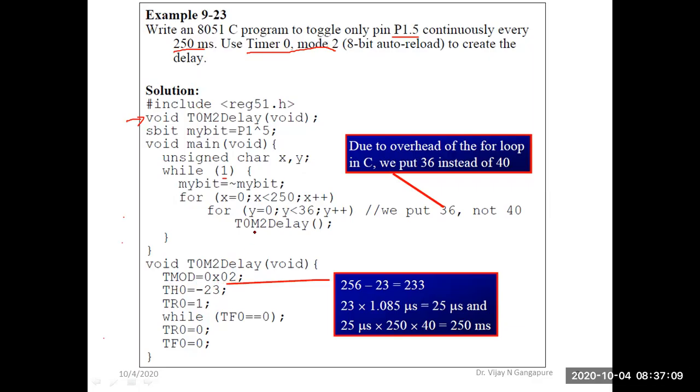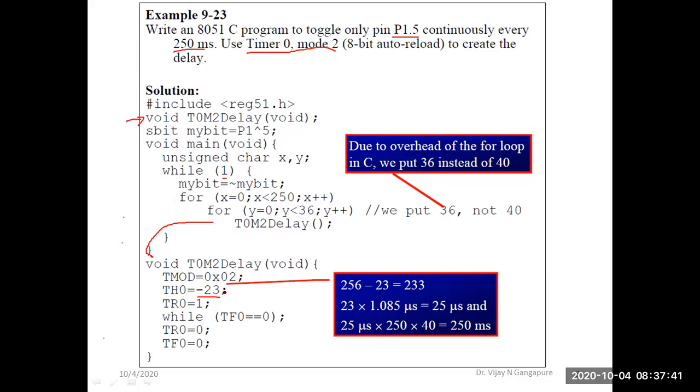Okay, so when this function gets called, what will happen? Control will transfer from here to this function definition, and this function will be executed. So what is in function t0m2 delay? First TMOD is loaded with 0x02. This will configure timer 0 in mode 2. Okay, then TH0 is equal to minus 23. Minus 23 is the number we are loading into TH0. That means actually what happens is the 2's complement of this 23 will get loaded into TH0.